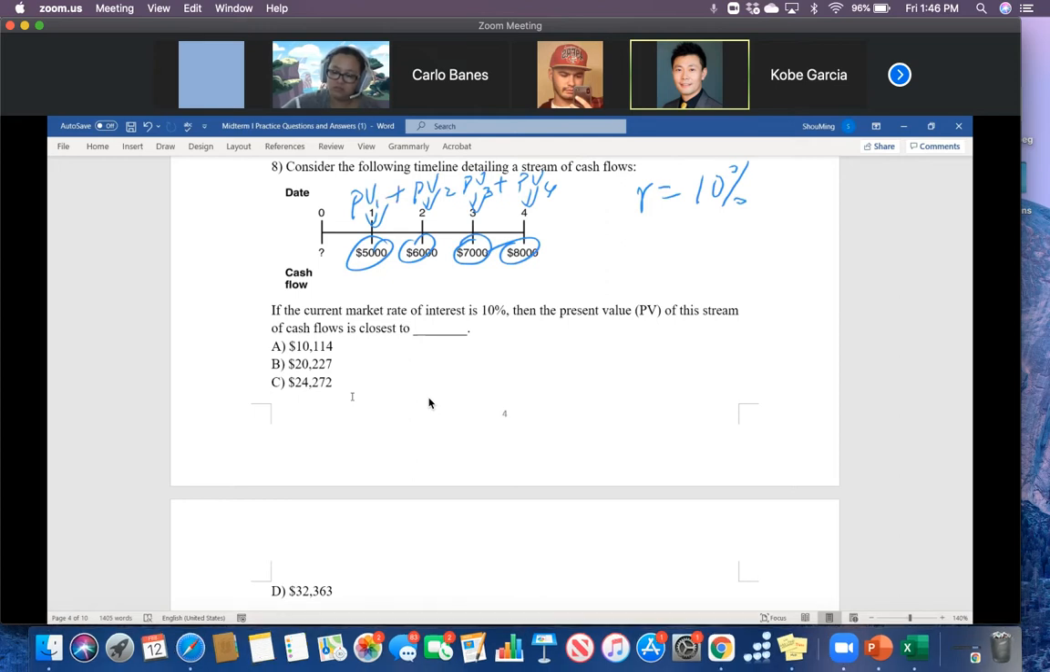So let's do that. The total present value simply equals our first cash flow, 5,000, divided by 1 plus the interest rate, 10%, to the power 1, right? So we further discount the second cash flow, which is 6,000, divided by 1 plus R, which is 10%, with the power 2. And then you discount the third cash flow.